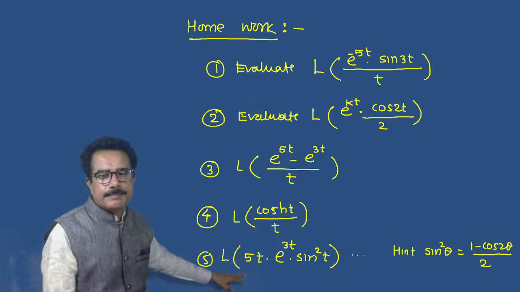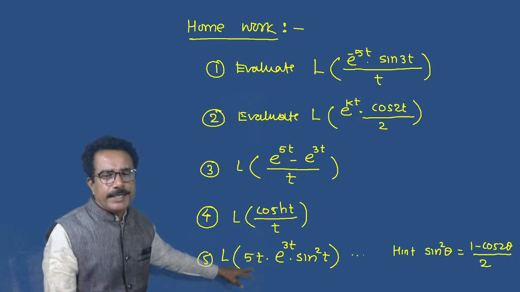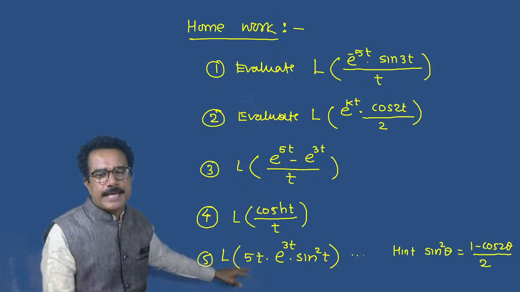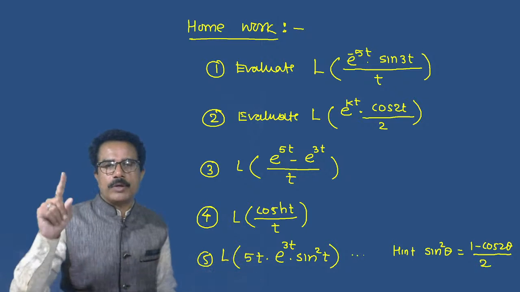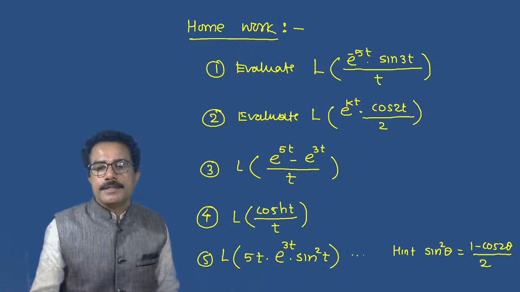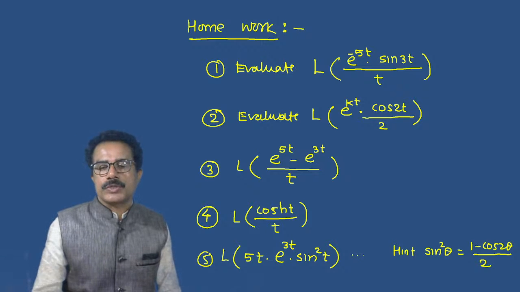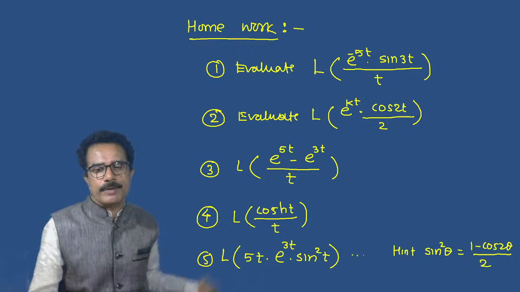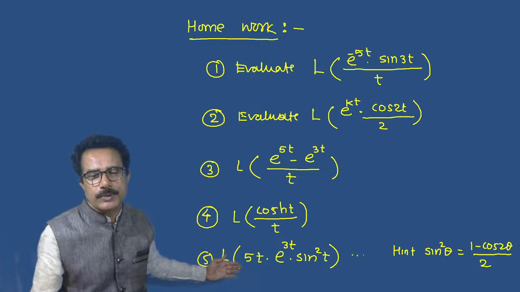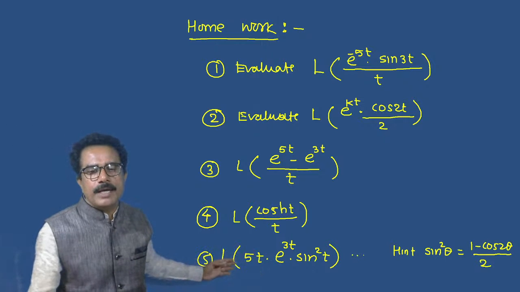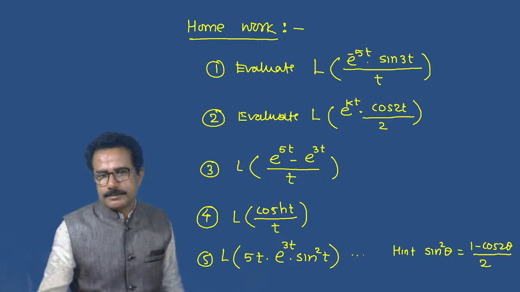Here is a hint. Laplace transformation of 5t e raised to 3t into sine square. So first of all you have to write sine square theta as 1 minus cos 2 theta divided by 2. By using that formula you have to solve further. Okay?